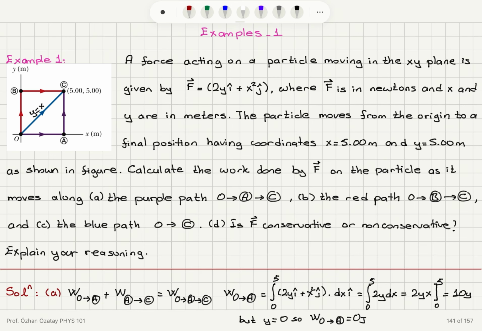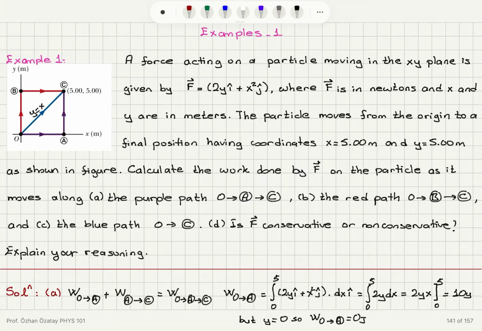We are going along 3 paths. The purple path, where x is changing from 0 to 5 first, and then y is changing from 0 to 5 at x equals 5. And then the red path, y is 0, x is 0, y changes from 0 to 5, y is 5, x is changing from 0 to 5. And then we go along the y equals x line, going from 0 to 5.